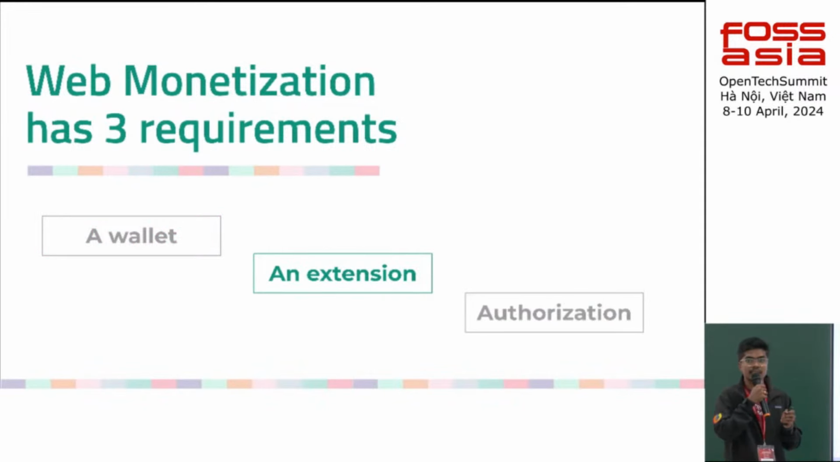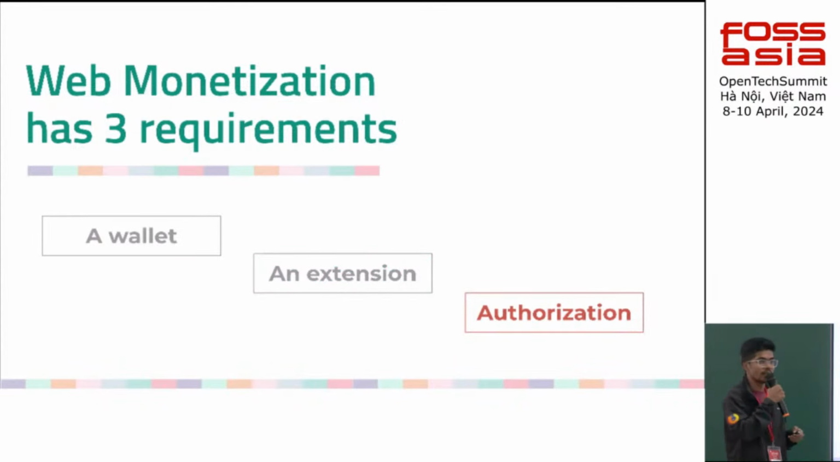And the second one is the extension. You will install this extension on the browser. If you have heard about Grammarly or some other extensions that we have on the browser, those small icons are called browser extensions, and you will install a web monetization provider extension on your laptop, on your browser.